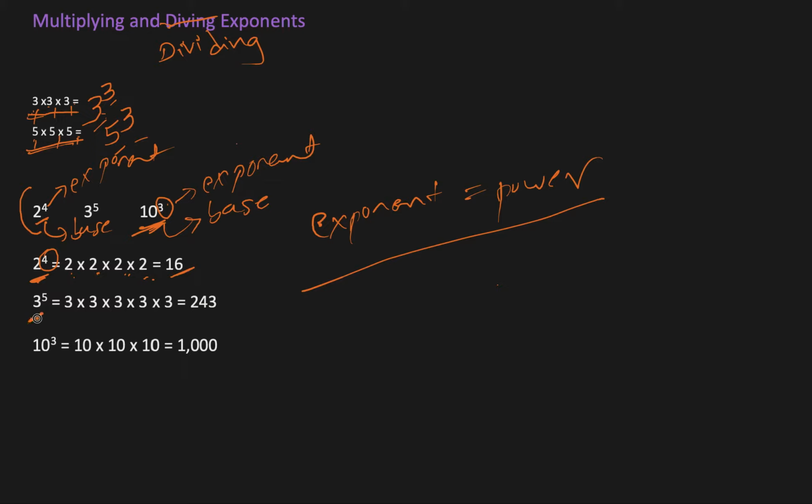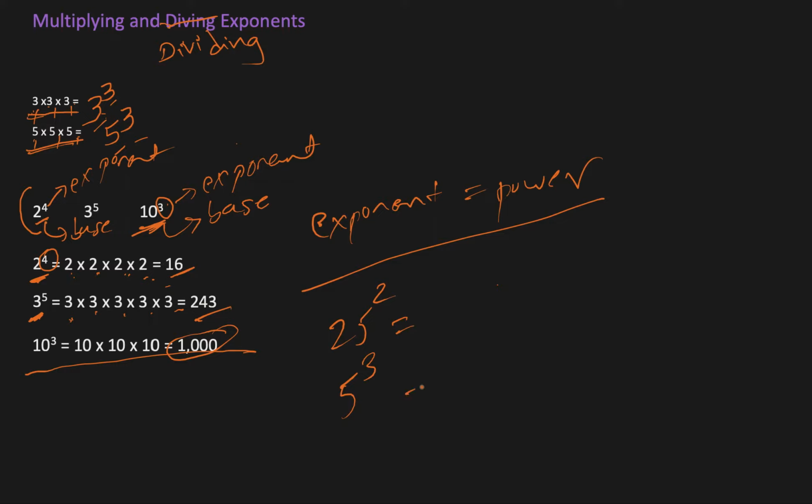Or 3 to the power 5, it would be 3 times 3 times 3 times 3 times 3. So repeating 3 5 times, which is the same as 243. And using the same concept, 10 to the power 3 would be 10 times 10 times 10, which is 1000.